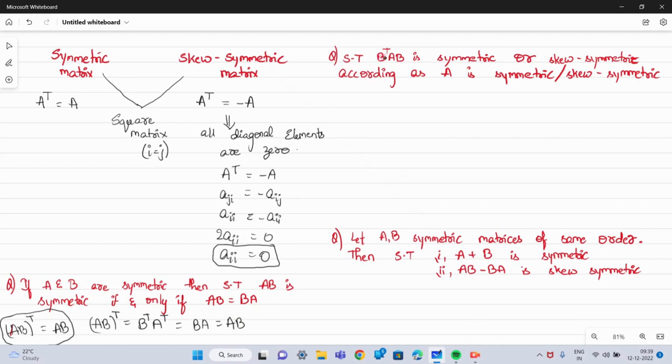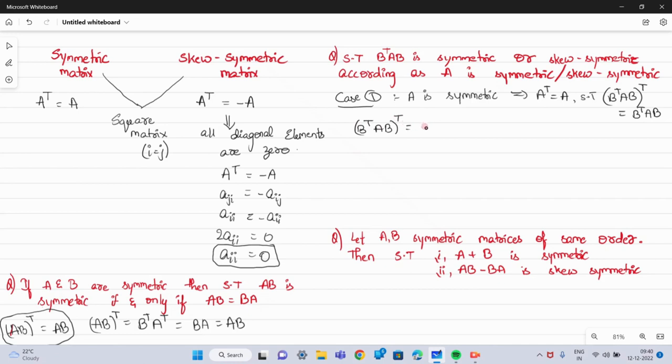Now in this question we need to show B transpose AB is symmetric if A is symmetric and it is skew symmetric if A is skew symmetric. So this depends on A. So, case 1. If A is symmetric, which means A transpose is A, we need to show that B transpose AB is also symmetric, which means we need to show B transpose AB whole transpose is B transpose AB. How to show this? Now let's write B transpose AB whole transpose.